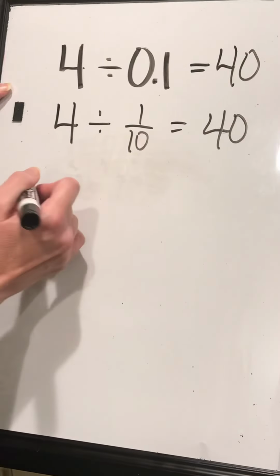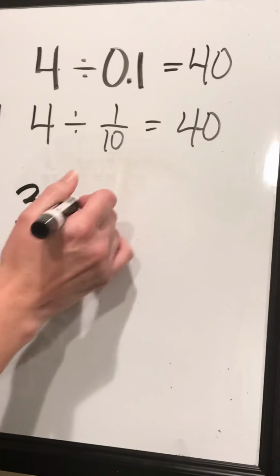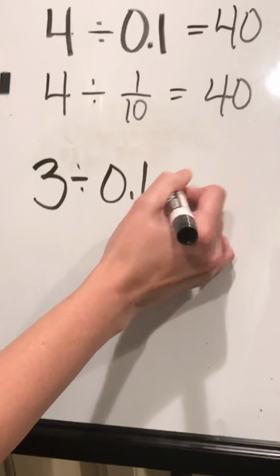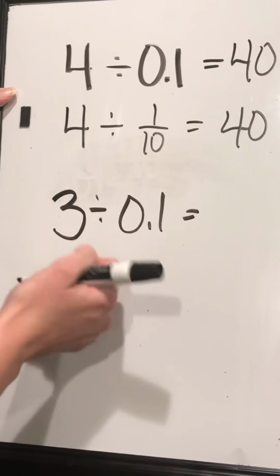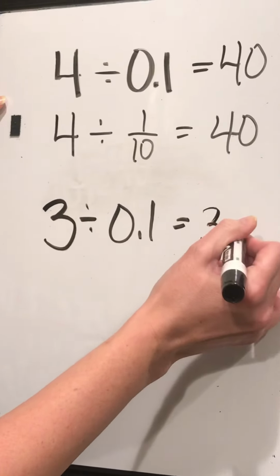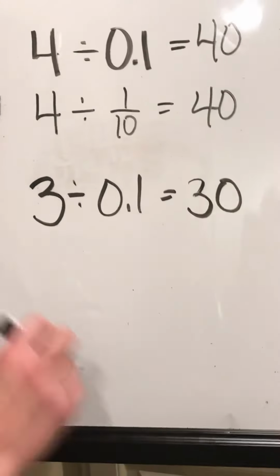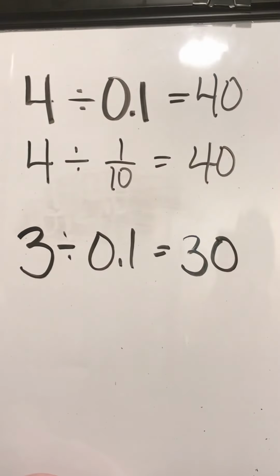Another example might be 3 divided by, we'll say 1/10 again. So we're thinking about how many tenths are in 3. In 1 there's 10, so in 3 there's going to be 30. So you can kind of see a pattern here. I want you to use that pattern to help complete the form.